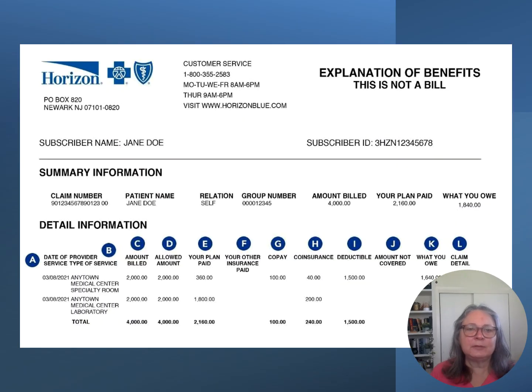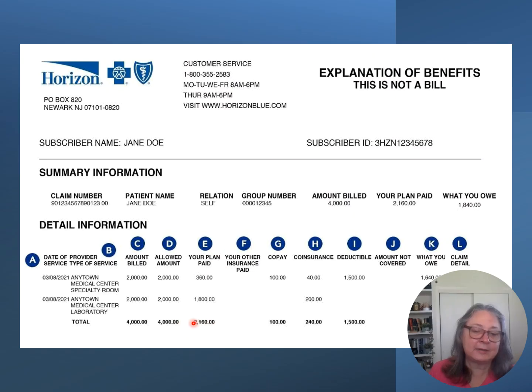Here we see an example of an EOB. And each insurance company EOB can look a little different, but the information is pretty much the same, okay? Claim information, subscriber information. It's going to have your subscriber ID, and it's going to tell you what was billed. So here's your date of service, the provider that billed those services, the amount billed, the allowed amount or contractual amount, your plan paid, so that tells you how much they actually paid.